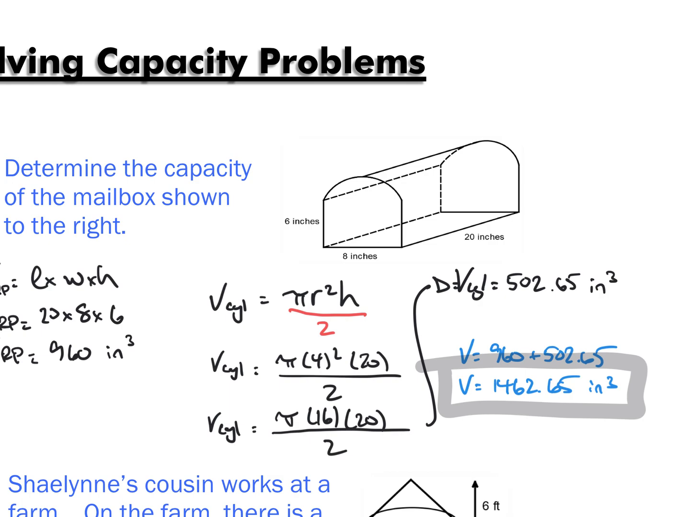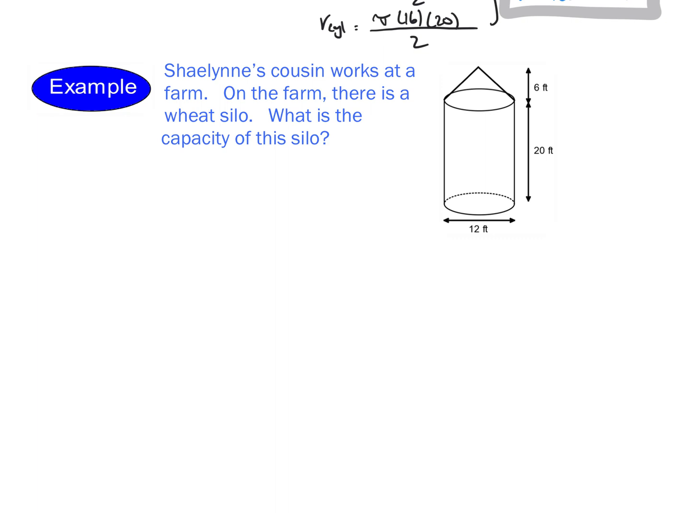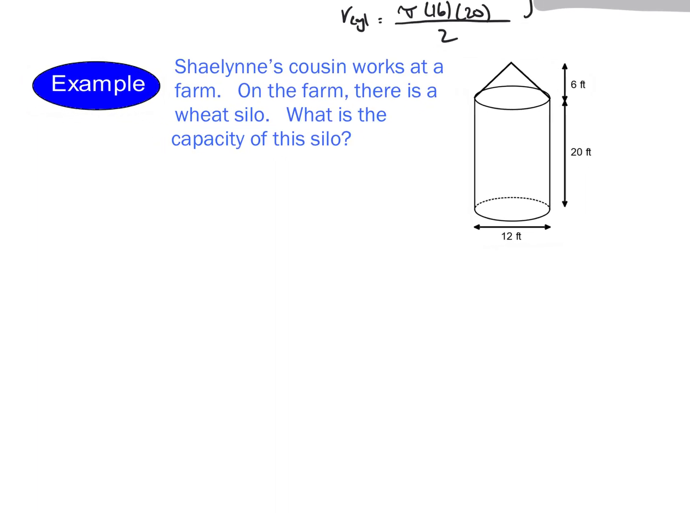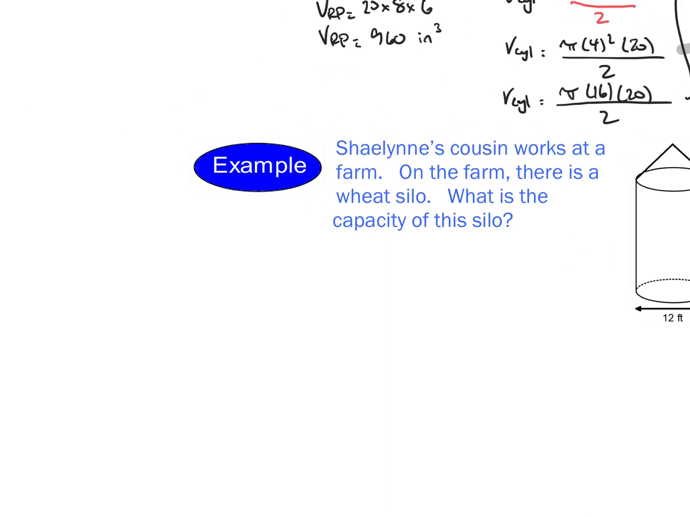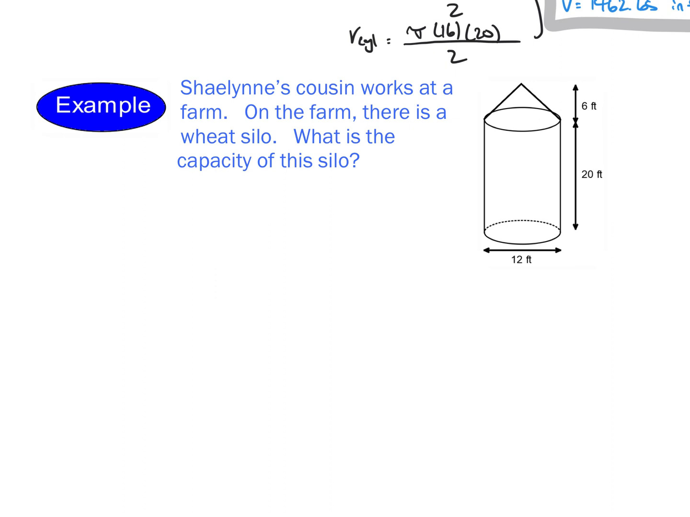Okay. Next example, here we go. Shaylin's cousin works at a farm. On the farm, there's a wheat silo. What's the capacity of the silo? So this is also the combination of 2 shapes. What shapes? Cylinder and a cone. And it's not a half cylinder or half cone, both are full. So we're going to go ahead and figure out the volume of both of those things and add them together.